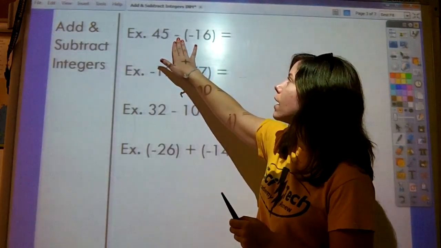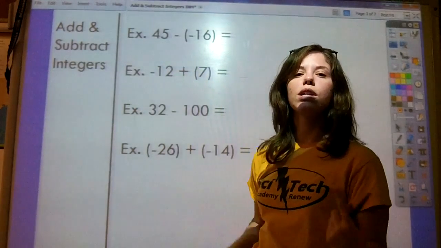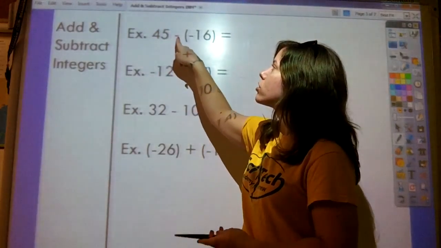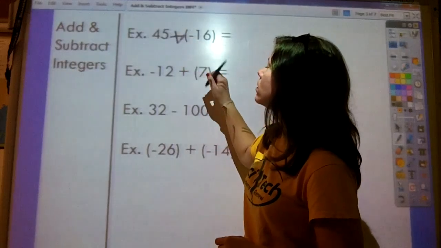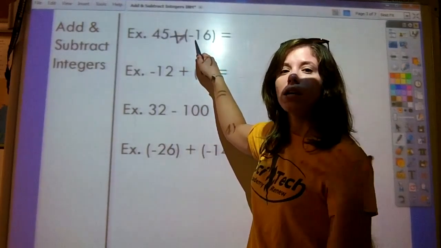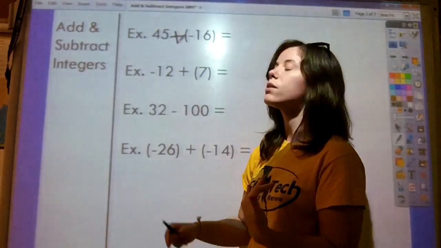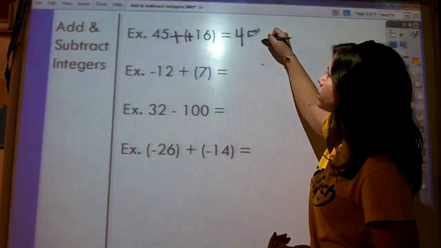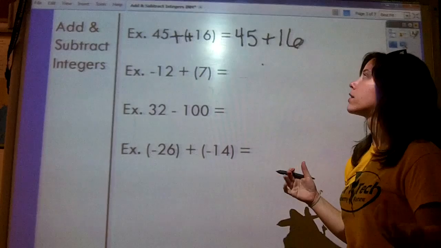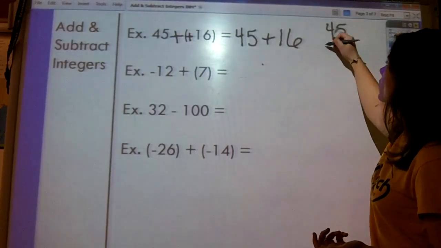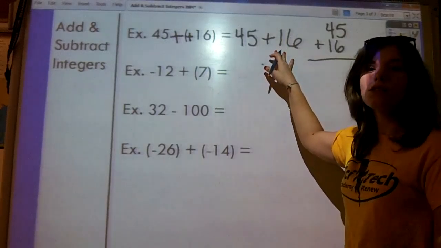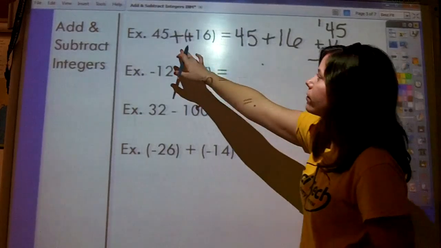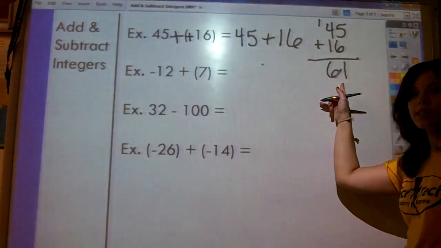When I'm subtracting and I have positive and negative numbers, the rule I want to use is keep, change, change. Keep the first number, change subtract to add, and change the sign of the second number. It's negative, so I want to change it to the opposite sign, which is positive. Now the problem I have is just 45 plus 16. We're back in second grade. We just need to add up 45 and 16, and they're both positive, so our answer will be positive. I got 61. So 45 plus negative 16 is 61.